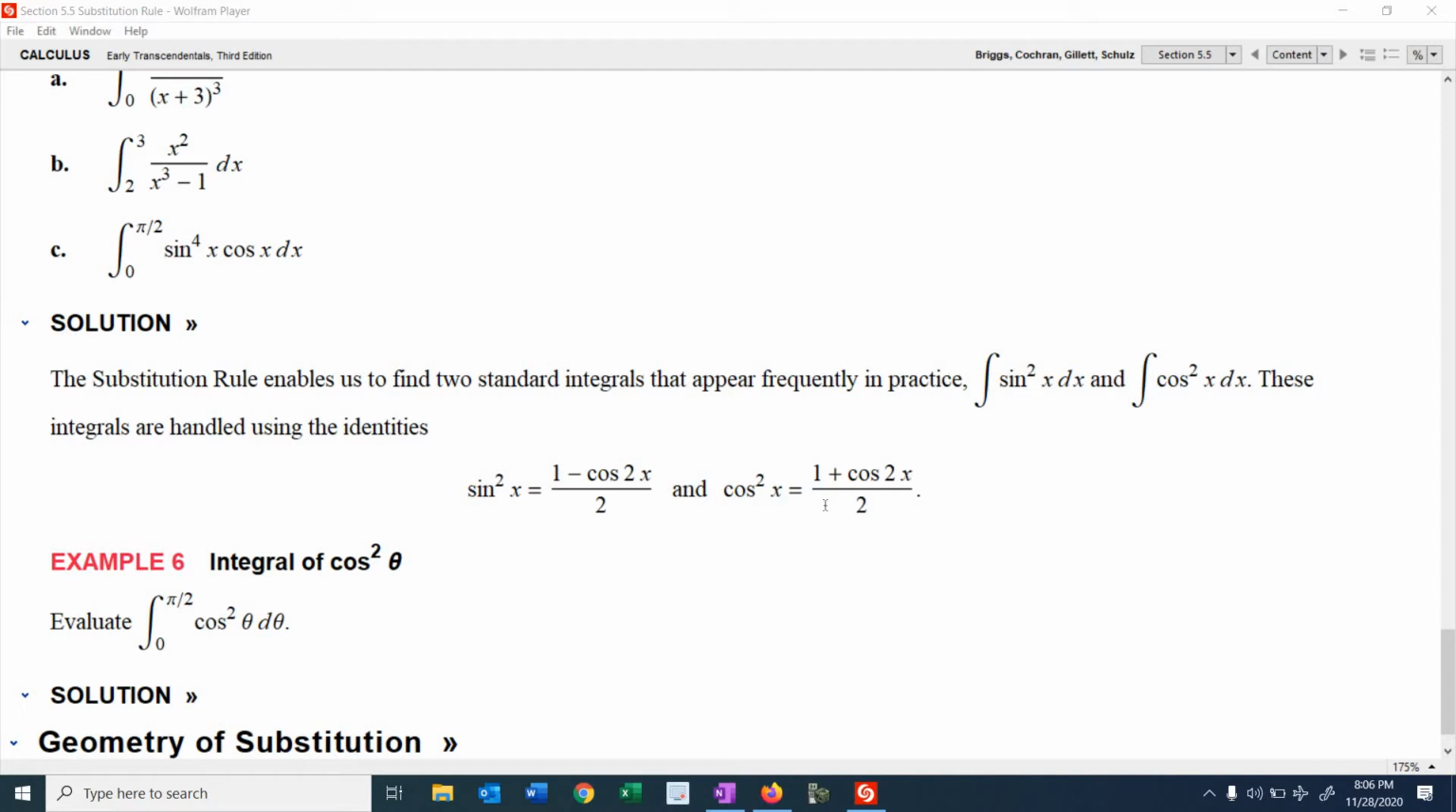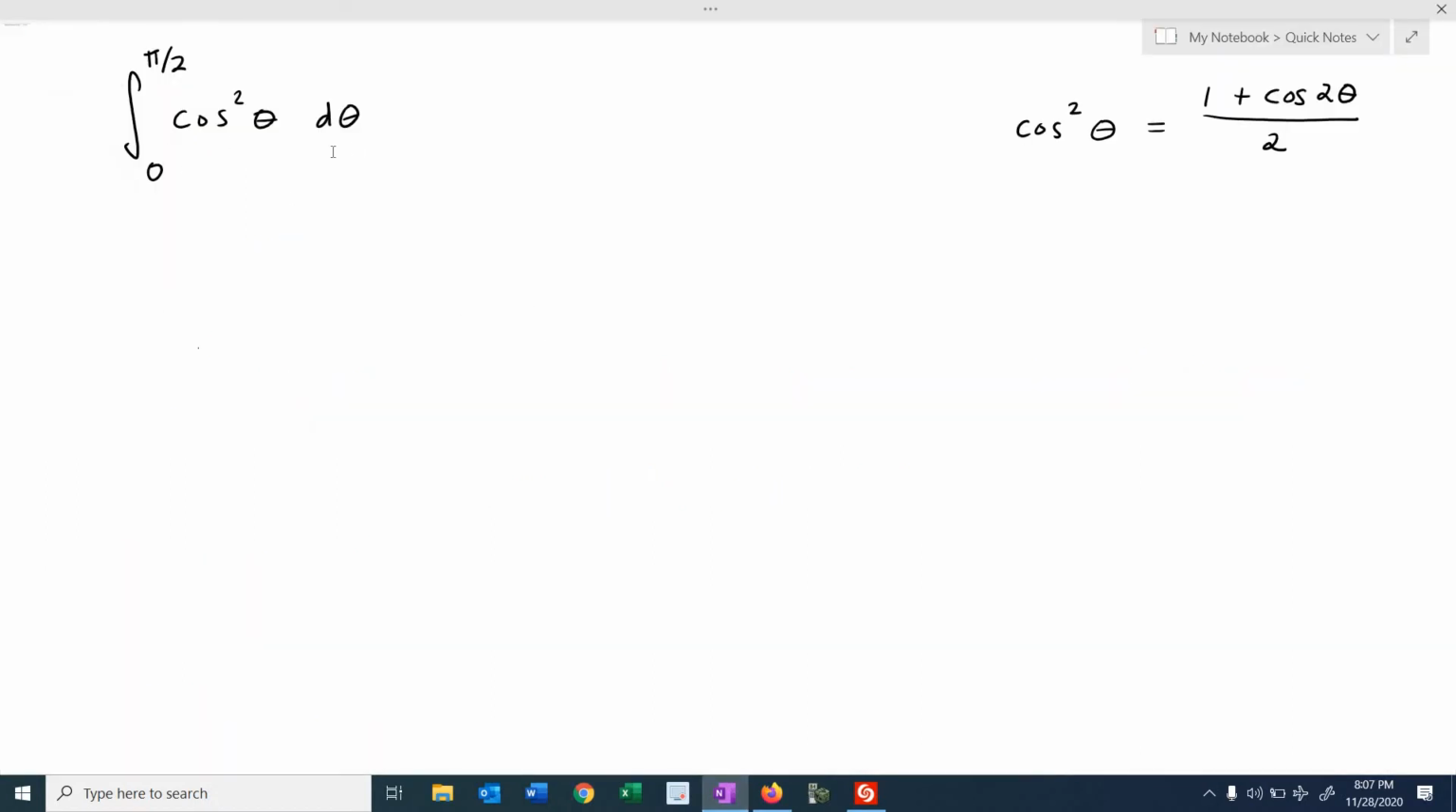If it's cosine squared of x, then we replace it with this identity, (1 plus cosine of 2x) divided by 2. So notice the difference is this sign here. Then we're going to integrate that instead. Okay, so that's what we do in both cases. If you have either one of these indefinite integrals, we use these identities and integrate those instead. Okay, so let's look at one of these. Let's find this definite integral.